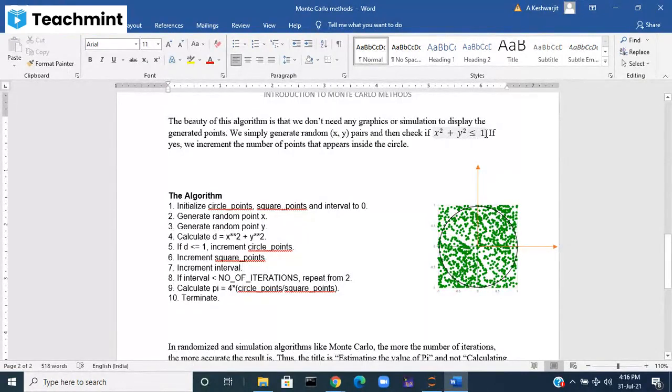So let us look at the algorithm. Algorithm: how to estimate the value of pi using the Monte Carlo method, using random numbers. Algorithm number 1: initialize circle points, square points, and interval to 0.